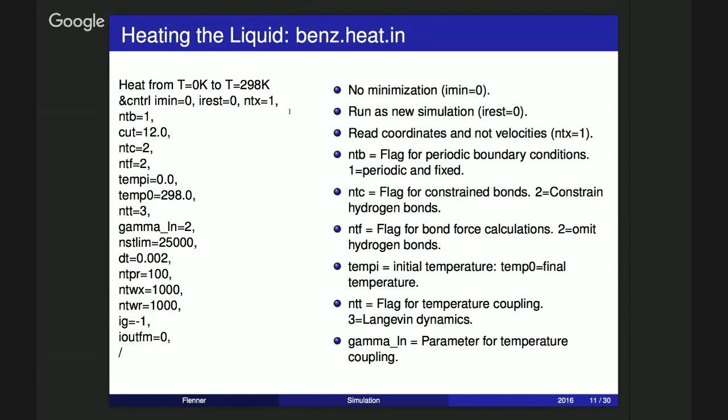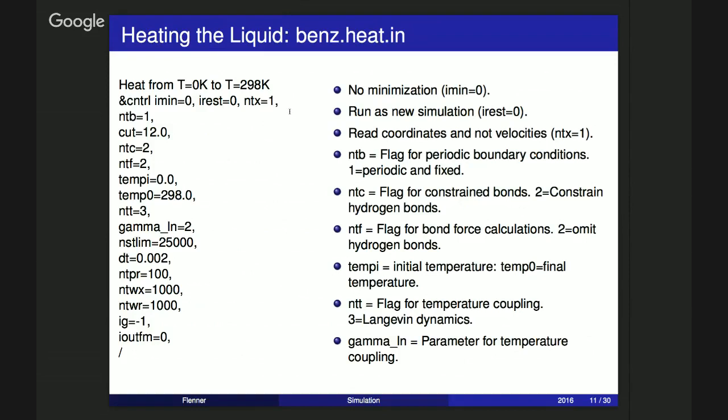Probably should be on a new line here. I'll fix that. Once again, you have the control, then you have some other ones that we've done. But some new flags here. Now I'm going to have periodic boundary conditions. We didn't have periodic boundary conditions before. Here I've added periodic boundary conditions, with the cutoff the same as before.